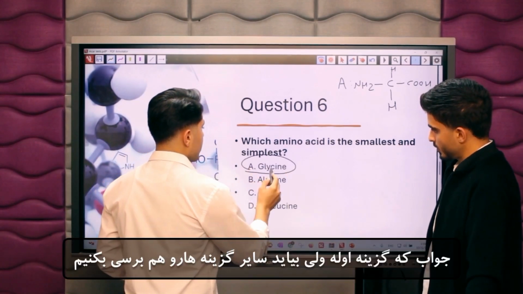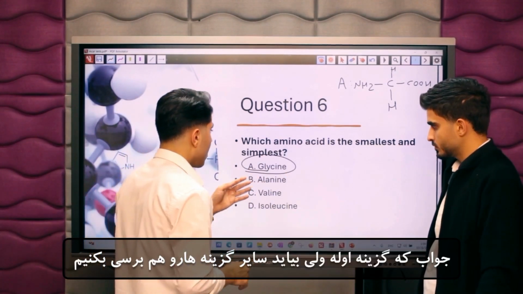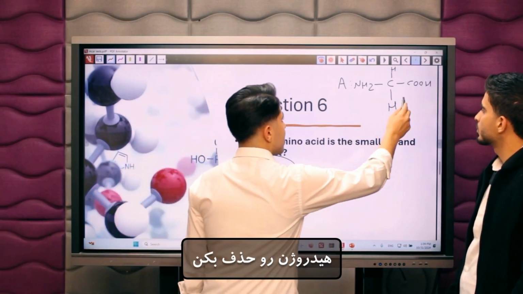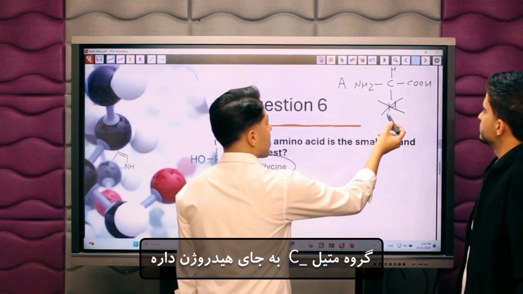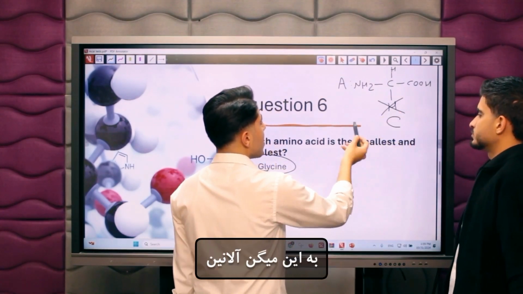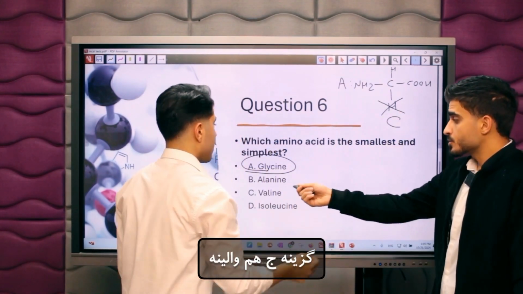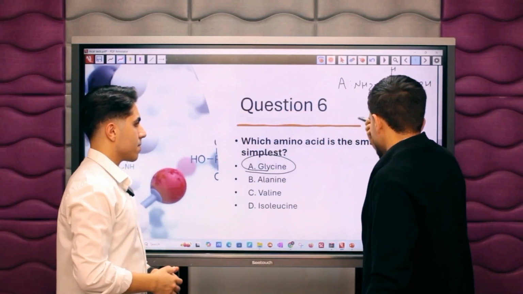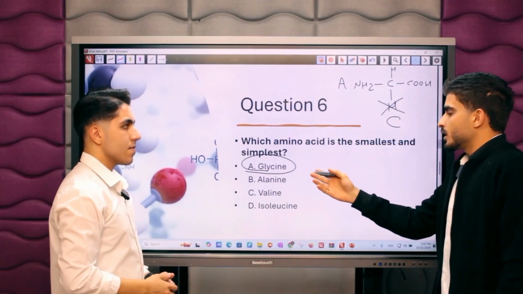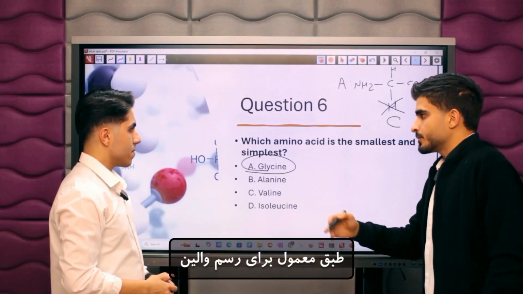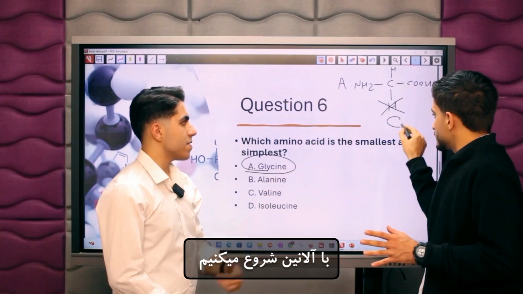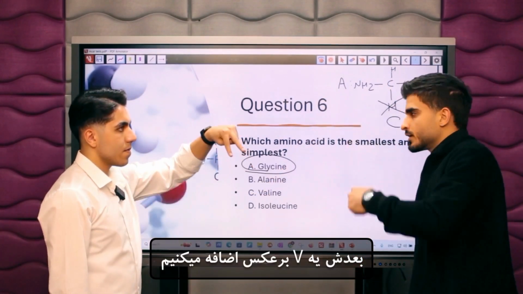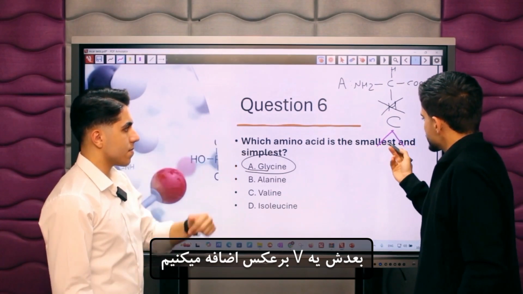So far, option A is the answer, but let's just discuss other options. Okay. Alanine. In order to draw alanine, eliminate hydrogen. It has a methyl group, carbon instead of hydrogen. This is called alanine. Option C is valine. Let's try it. As usual, in order to draw valine, we start from alanine. This is alanine. After that, we add upside down V.